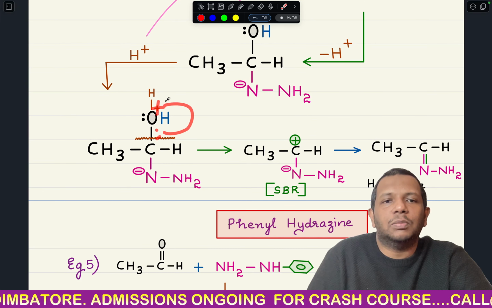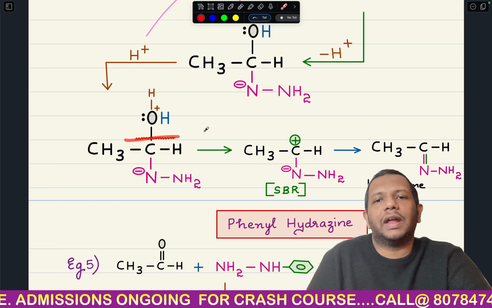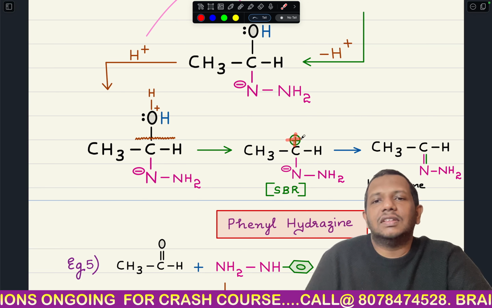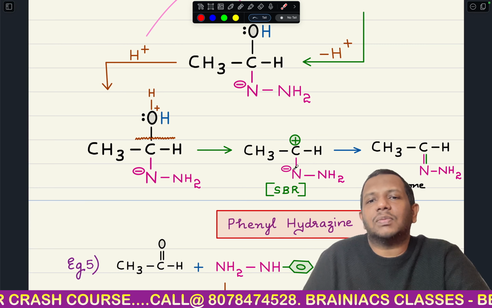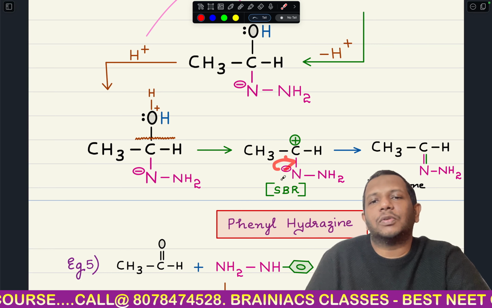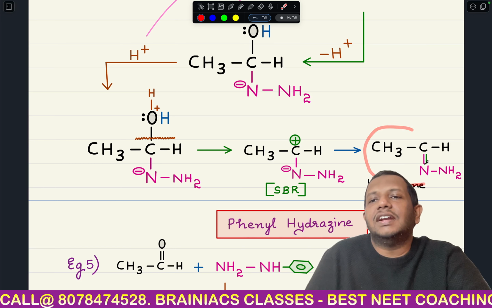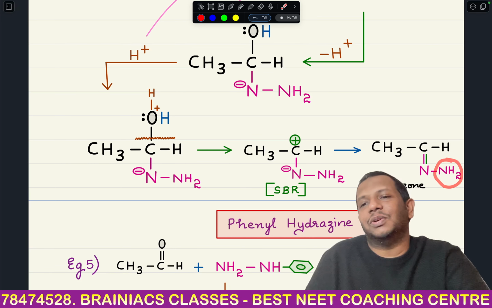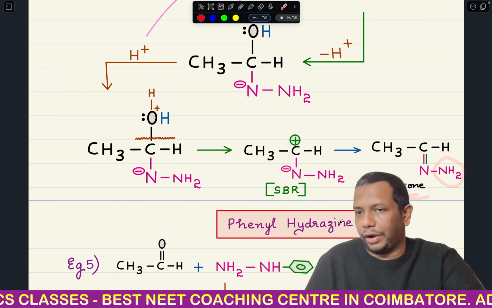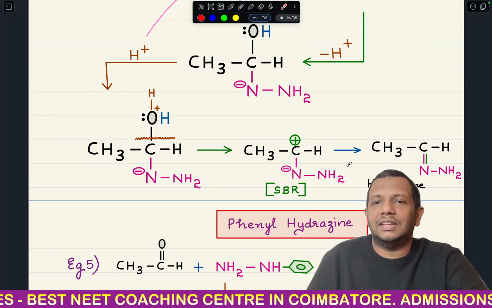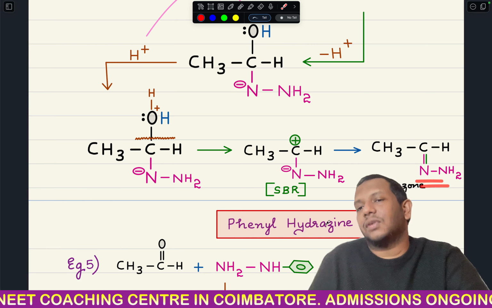This pair of electrons will move towards the oxygen, the bond will break, and the positive charge that comes is stabilized by resonance again. Then the negative charge will move towards the positive charge, and you get C double bond with the NH2. Earlier OH came, now NH2 came, and this is called hydrazone.